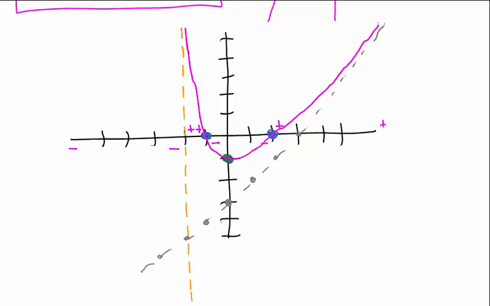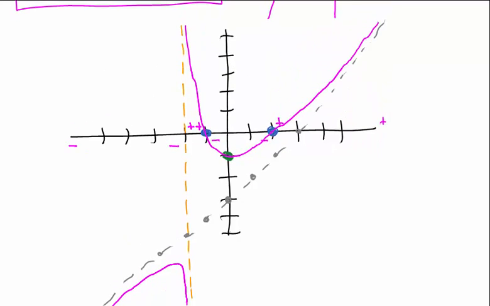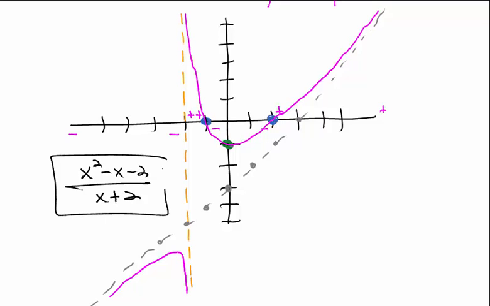On the left side of the asymptote, though, we have to be negative the whole time. So if we're going to start close to the asymptote and be negative, we're actually going to be down here, and then we have to bend and go towards the slant asymptote. So this one has its slanted part down below. So all that together becomes the graph of x squared minus x minus 2 over x plus 2.